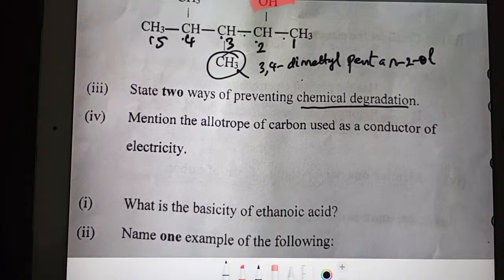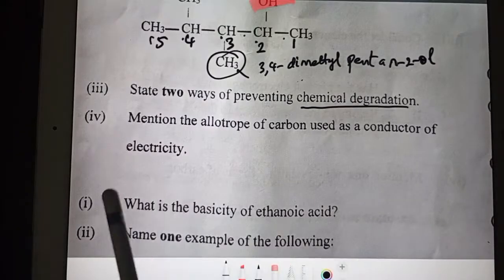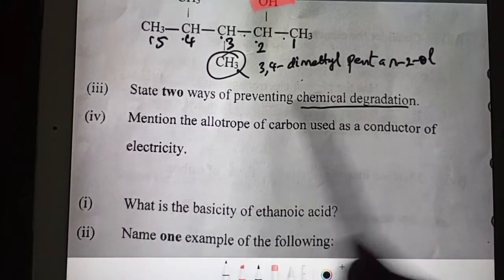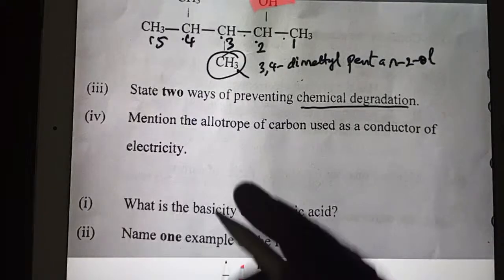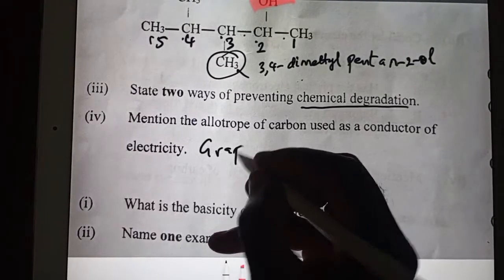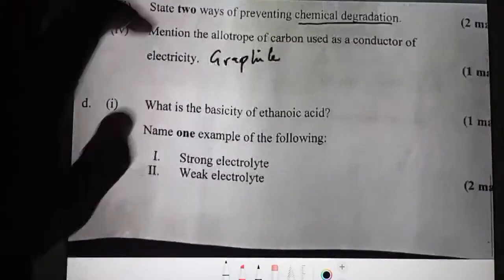For example, to prevent chemical degradation of sodium, you need to protect it from oxygen, excluding oxygen by storing it in paraffin. Next: mention 2 allotropes of carbon used as conductors. Mention the allotrope of carbon used as a conductor of electricity. Now graphite. Okay, that is the allotrope of carbon used.